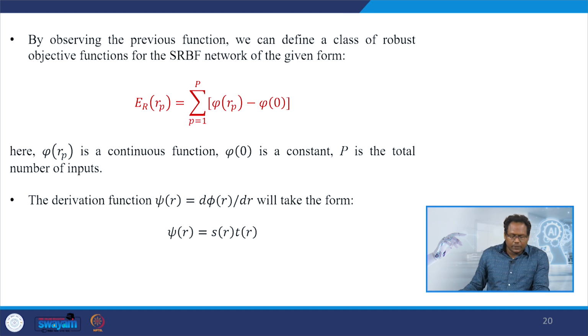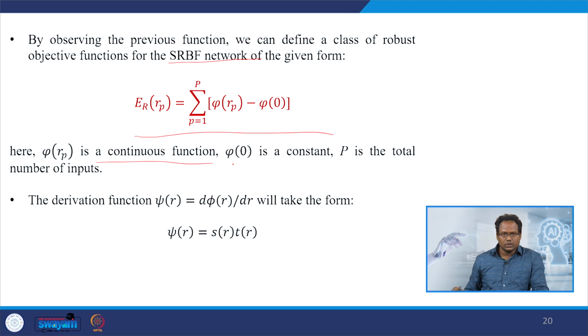Now, by observing the previous function, we can define a class of robust objective functions for the sigmoidal RBFN of the given form. E_R of R_p equal to summation over all the patterns phi of R_p minus phi of 0, where phi of R_p is a continuous function and phi of 0 is a constant and P is the total number of input patterns.